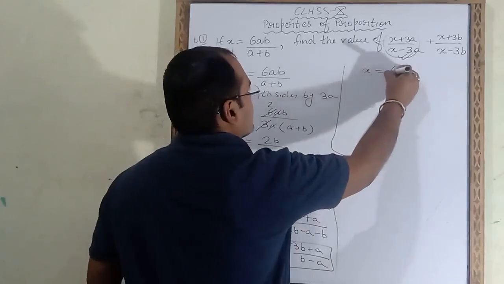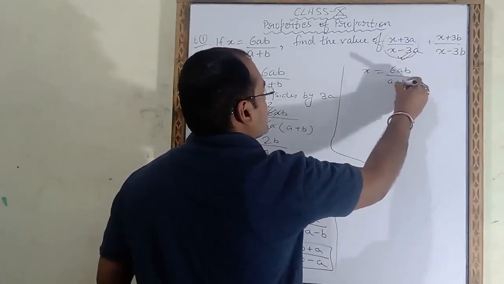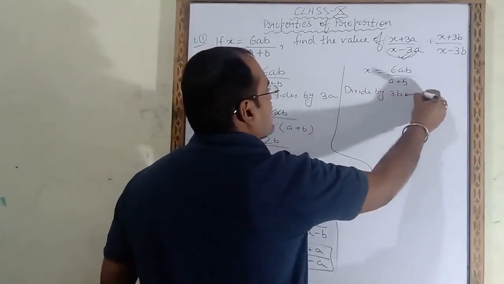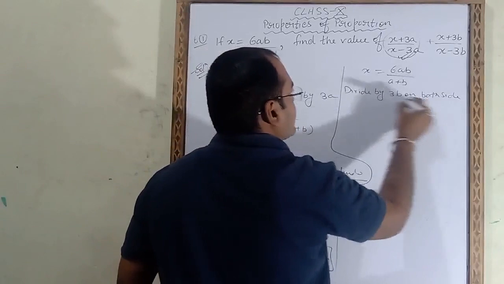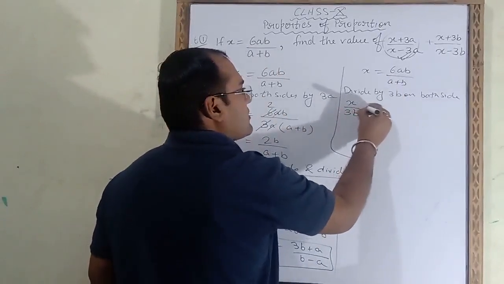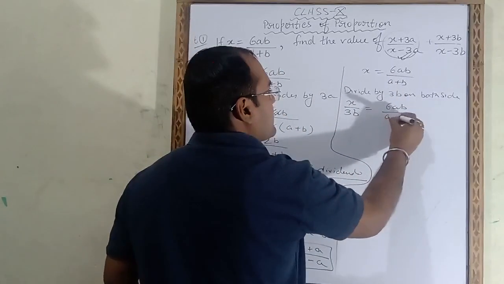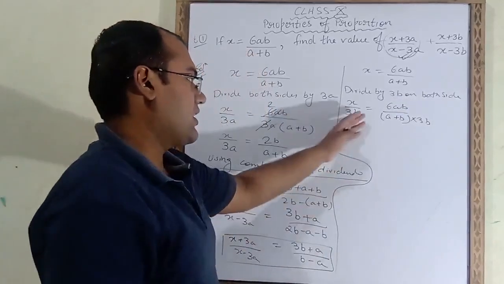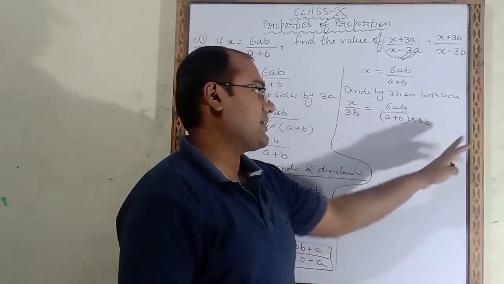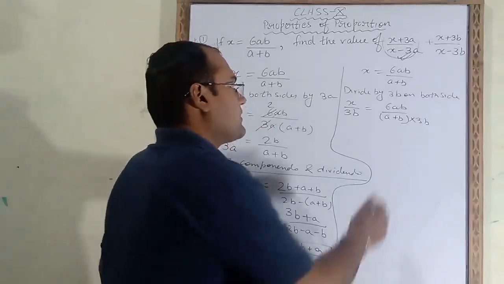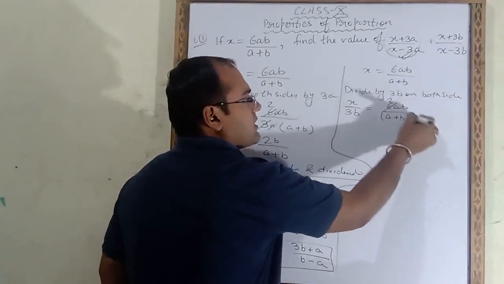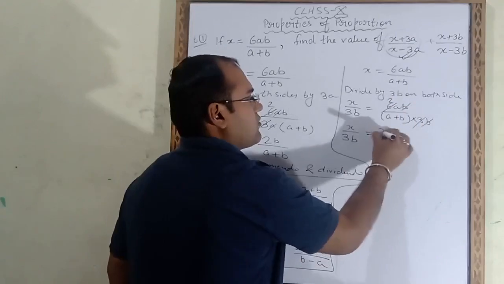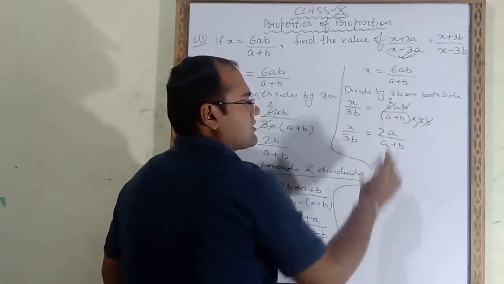The statement is x is equal to 6ab upon a plus b. Divide by 3b on both sides. That means x upon 3b, and 6ab upon a plus b, this number also we have to divide by 3b. On the left side we divide by 3b, on the right side 3b also. 3 into 6, and b and b will get cancelled. x upon 3b is equal to 2a upon a plus b.